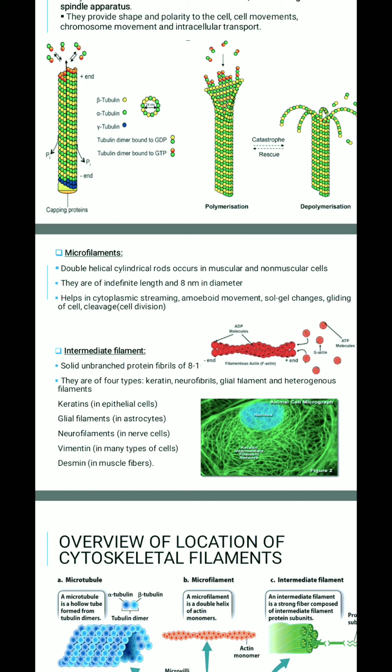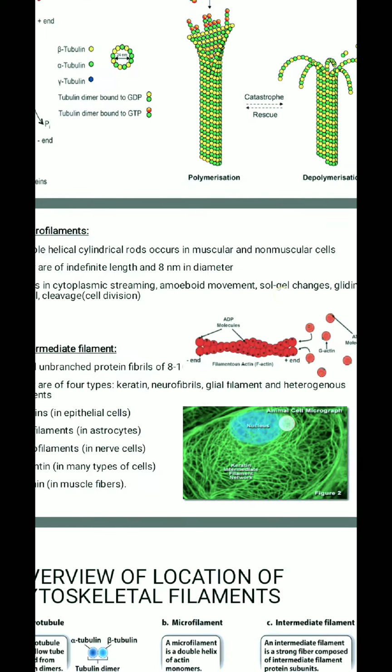Gliding of the cell is the same thing as cytoplasmic streaming or amoeboid movement, you can say. They help the cell to glide from one place to another surface. And the last function of these microfilaments is cleavage, that is cell division. During the cell division process they help the cell to segregate into two cells.